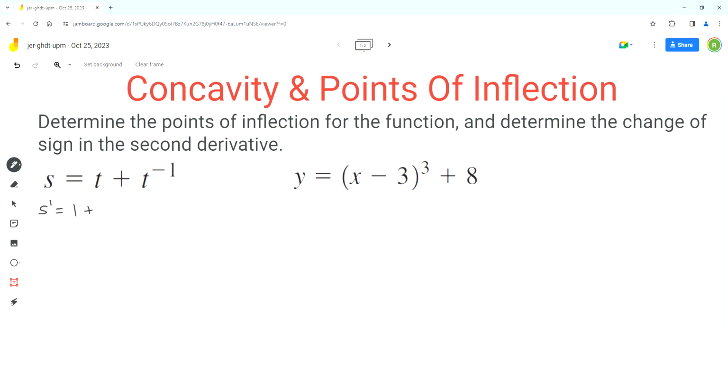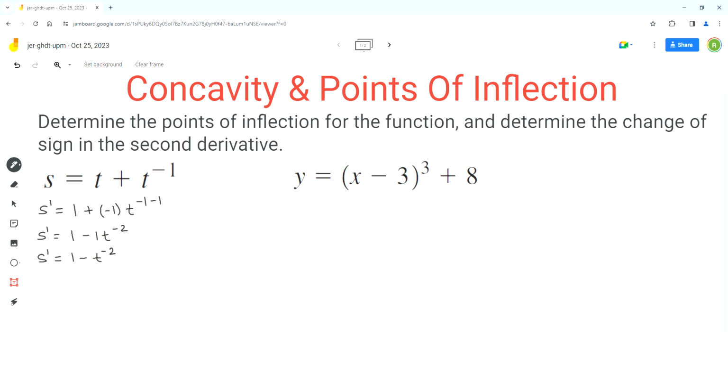So as per the power rule, we move the exponent to the front, -1 times t, and we subtract 1 from the exponent. So -1 minus 1. So we get s prime equals 1, and then plus -1 times t exponent -2. Now 1 times t exponent -2 is just t exponent -2. So we get s prime equals 1 minus t exponent -2.